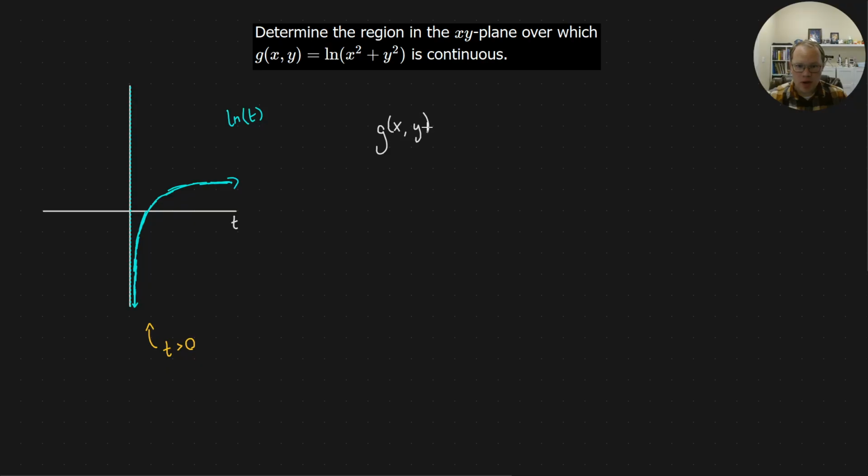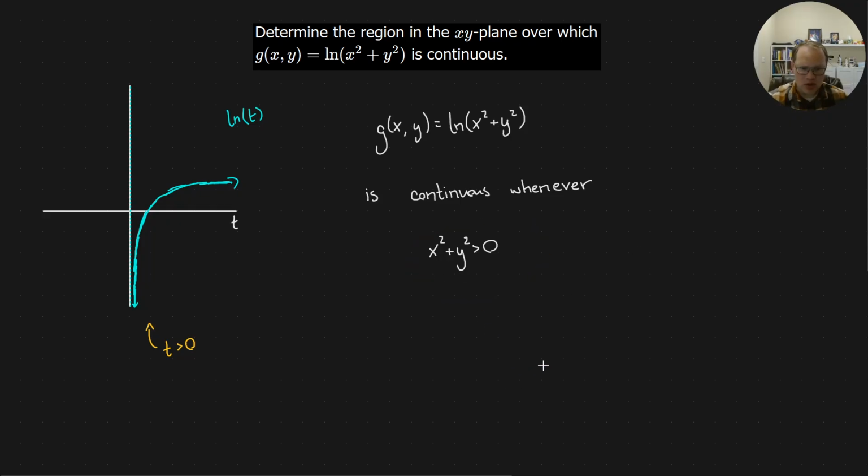So g of xy equals natural log of x squared plus y squared is continuous whenever what we plug into the natural log function is greater than 0, right? That's what we know about the natural log function. As long as what we're plugging in is greater than 0, we're good. So we need x squared plus y squared to be greater than 0, and strictly greater than, not greater than or equal to, right? We have that asymptote right at 0. We can't actually reach 0. The function is not defined at 0, right?